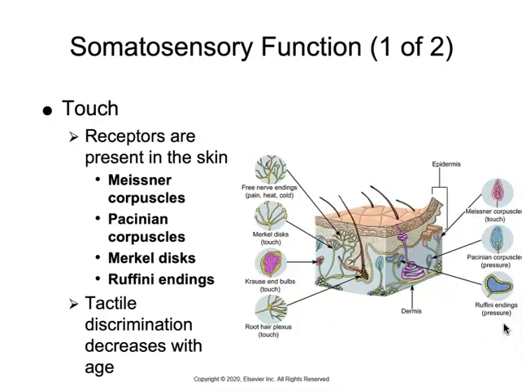Now for our somatosensory function. We have our sense of touch, and we have many different types of receptors to assist us with this in the skin. So we have our Meissner's corpuscles. You can see them pictured over here. They will sense light touch. Then we have our Pacinian corpuscles, which will sense deep pressure. And then our Merkel discs over here, which also help with some light touch, and Ruffini endings, which are pictured over here. And they also will assist us with tactile discrimination, which tends to decrease with age.